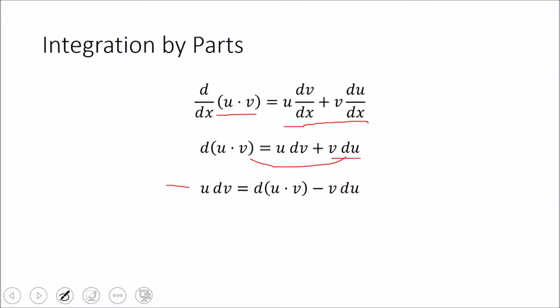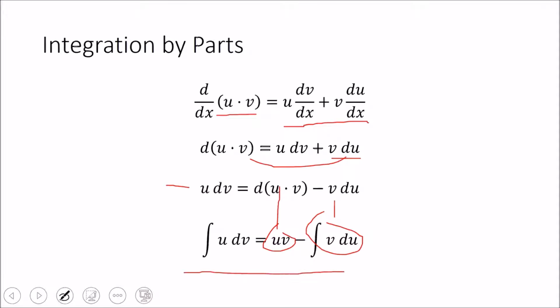On the left side, we have just u times dv equals d of u times v minus v times du. And now we integrate the entire thing term by term. So on the left side is the integral of u times dv, on the right is the integral of the derivative of u times v, which just gives us u times v, and then minus the integral of v times du. And this here is the integration by parts formula. It might look scary, but it's really just the product rule in disguise.